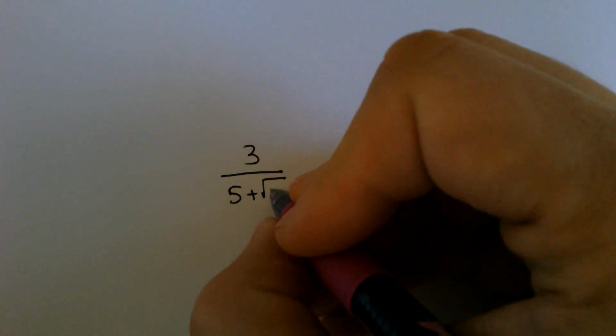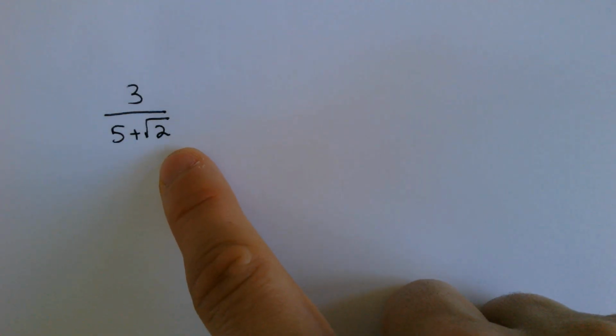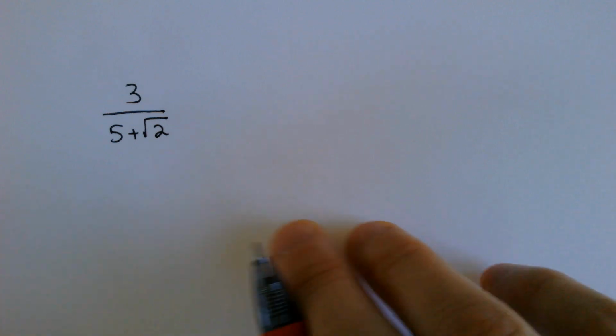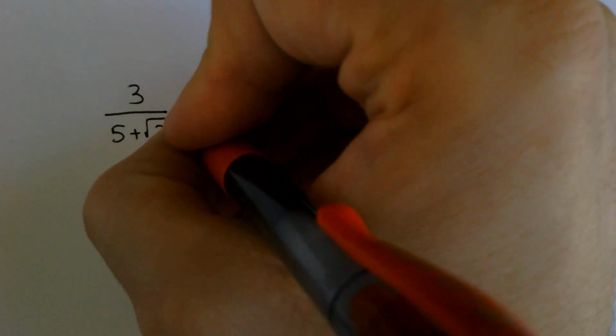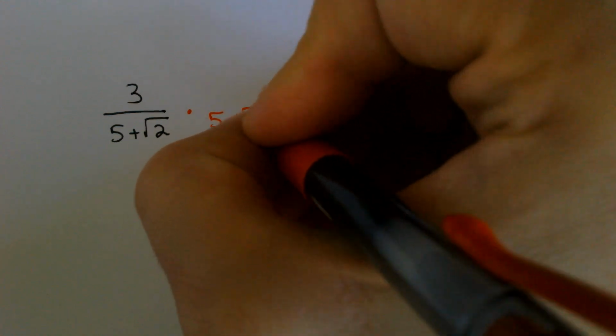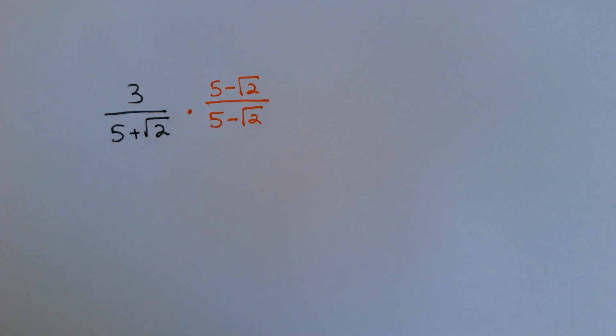Let's say we have 3 over 5 plus the square root of 2. So here, if you have 2 things on the bottom of the fraction, you cannot just multiply by the square root of 2 over the square root of 2. You must multiply by the conjugate, which would be 5 minus the square root of 2 over 5 minus the square root of 2. From here, any operation that you need to do.